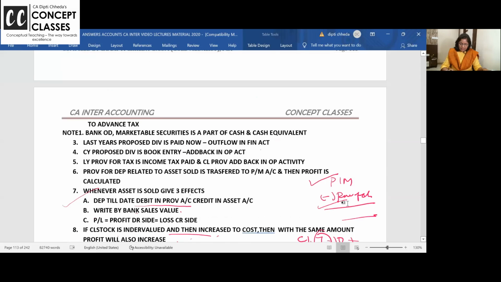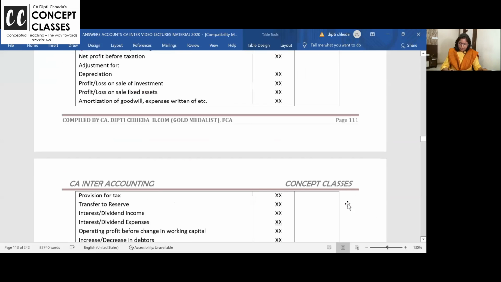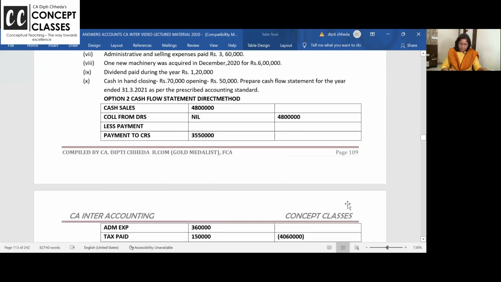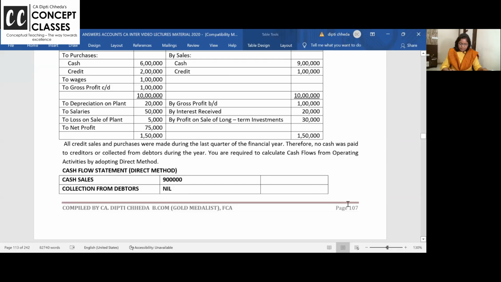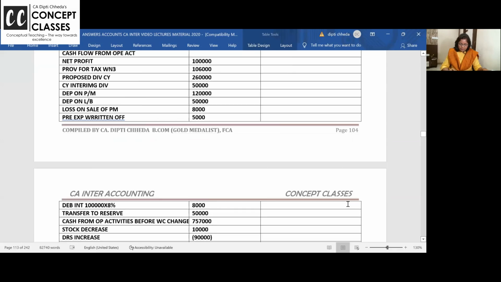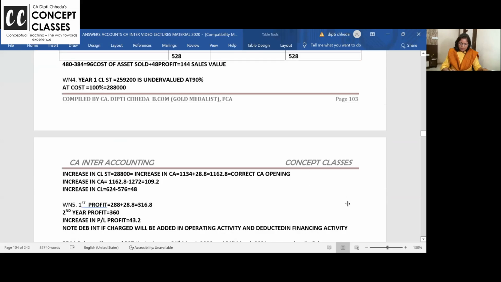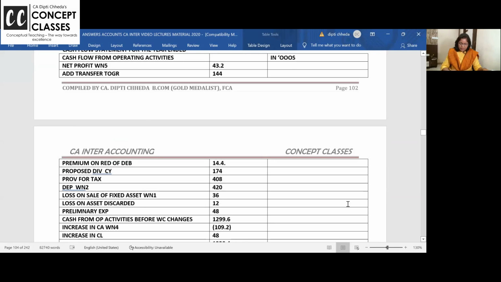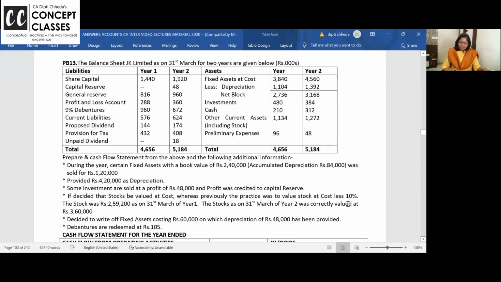Okay, chalo, let us do one problem of cash flow statement in class. Use the same calculator which you are going to use in the final exam, and from our material we are doing the 13th problem right now. I'm sharing the screen and I'm reading out the problem for all of you. Chalo, this one. Balance sheet of JK Limited as on 31st March is given to you. It is in thousands. Year 1, year 2, all detail is given.